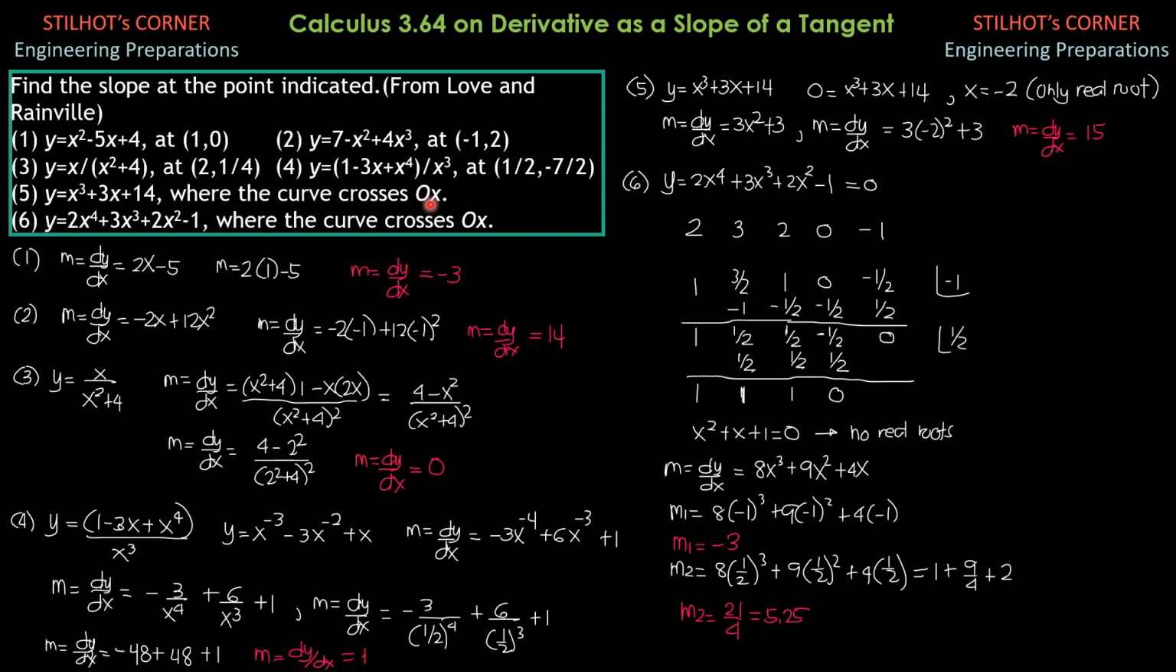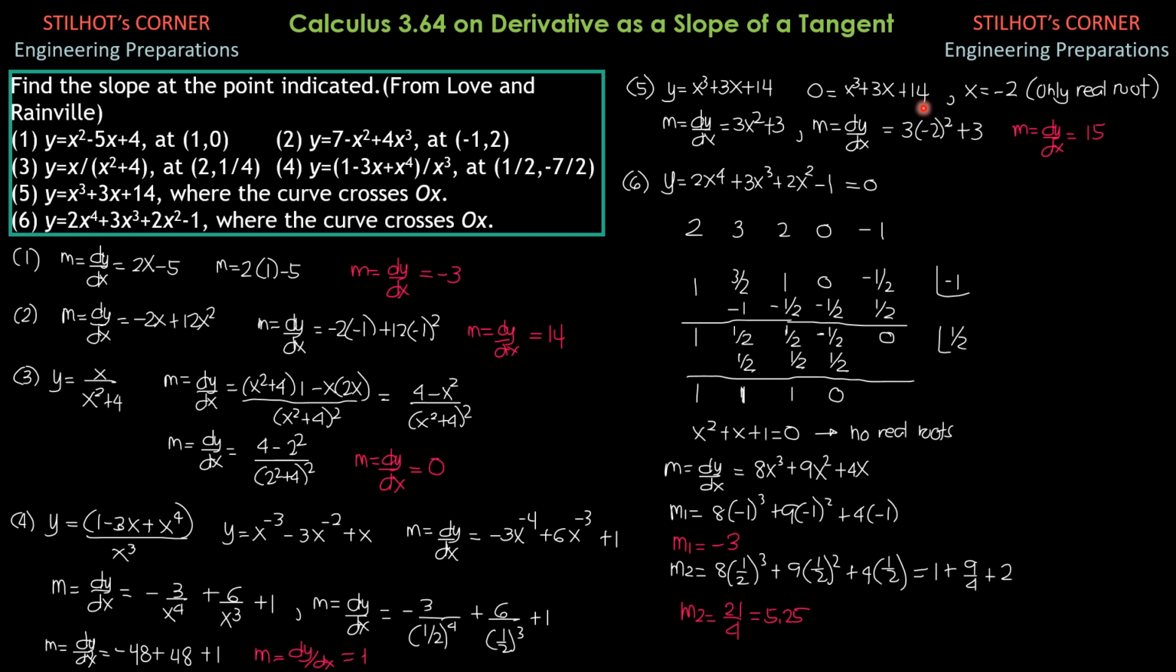So if y is 0, we have to find the values of x. This is the original curve or equation, y equals x cubed plus 3x plus 14. Since we find the slope of the tangent where the curve crosses the x-axis, and those points have y-coordinate 0, that's why we equate y equals 0. So 0 equals x cubed plus 3x plus 14.